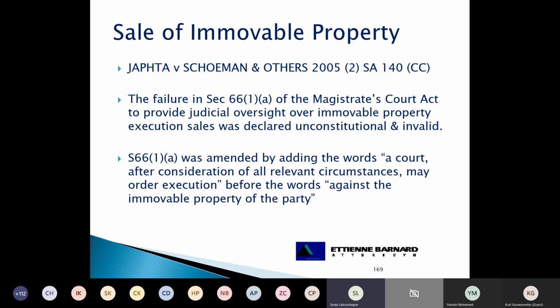However, in 2005, the Constitutional Court said that Section 66 of the Magistrates Court Act is invalid, because what is required because of Section 26 of the Constitution, which guarantees housing, is that there must be judicial oversight before immovable property can be executed. And that started with Jaftha. They changed it in the Magistrates Court. They've actually changed it now in the High Court as well. There's a whole new process. We'll get to that. But you have to bring an application to court to get the court's oversight as to the sale of immovable property.